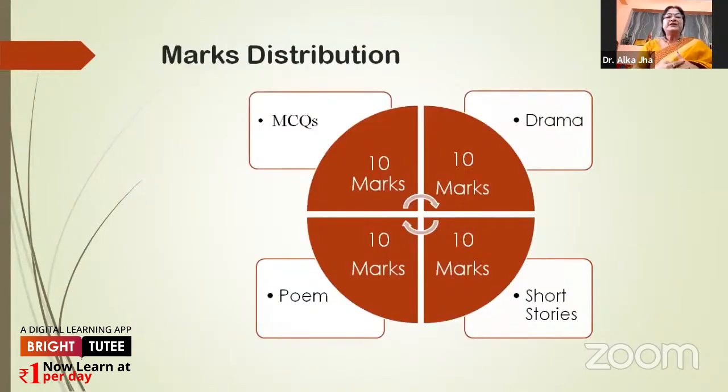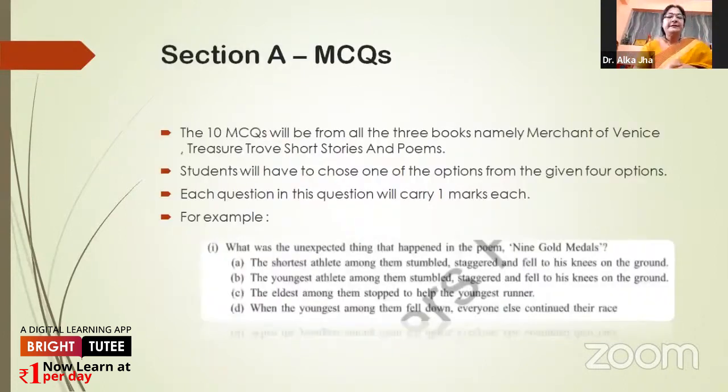Yes, so just a pie chart that I have prepared. You have 10 marks, 10 marks, 10 marks. Short stories, 10 marks. We have poems, 10 marks. Some questions will come up. Keep your questions ready and we discuss that. Section A, MCQs are mentioned over here. You can see the 10 MCQs will be from all the books.